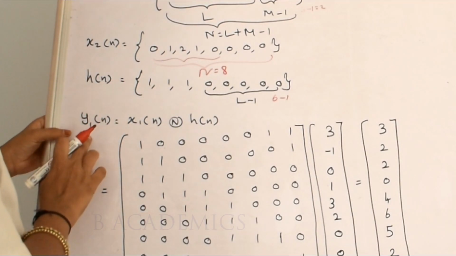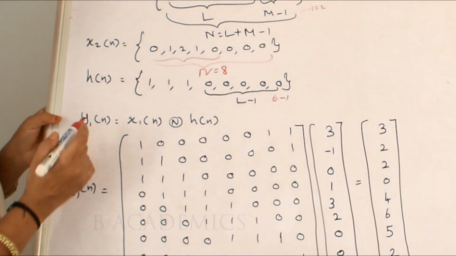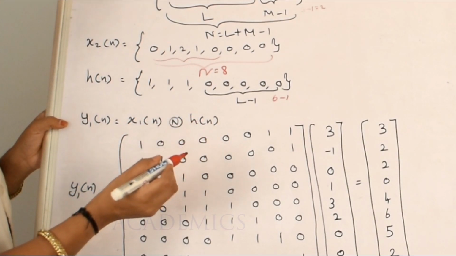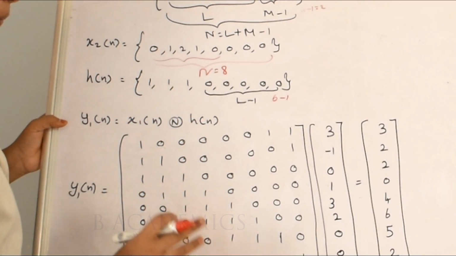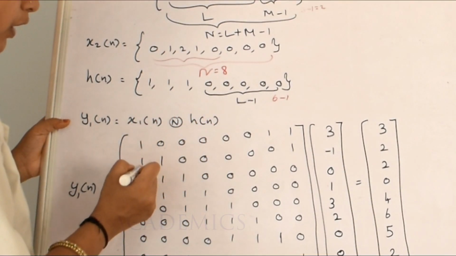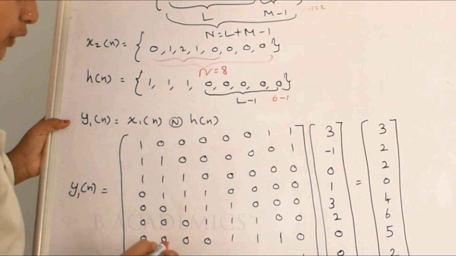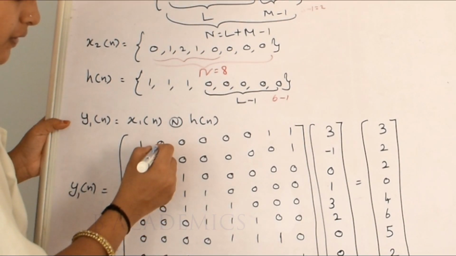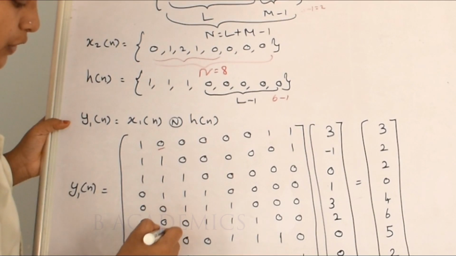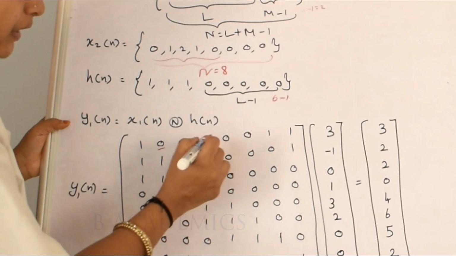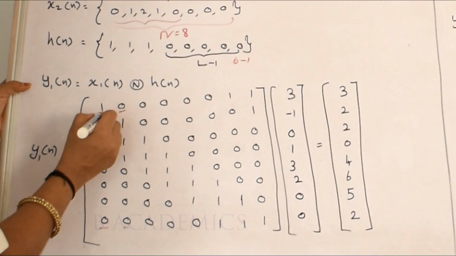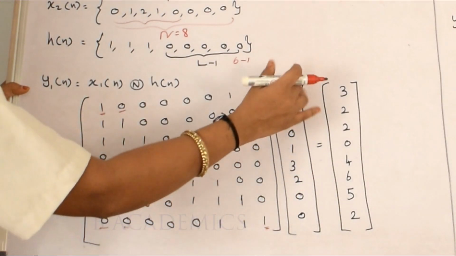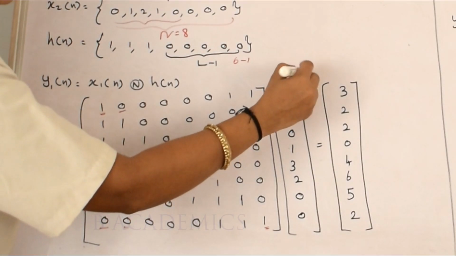Next I am going to perform convolution. y1 of n is equal to x1 of n convolved with h of n. Here I am writing in the matrix format. h of n is 1, 1, 1, 0, 0, 0, 0, 0. The last data should be at the first and the second column: 0, 1, 1, 1, 0, 0, 0, 0. Again I am repeating the step until I get the first data at the end. This is the procedure. And the next one, this is x1 of n.